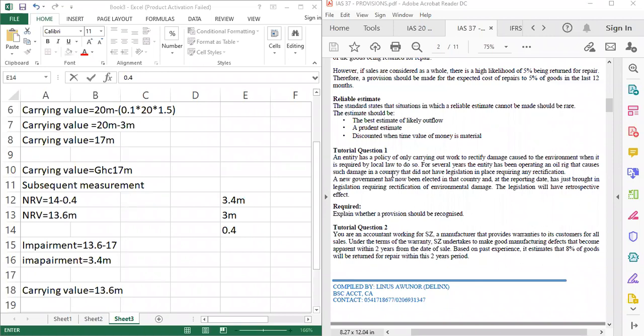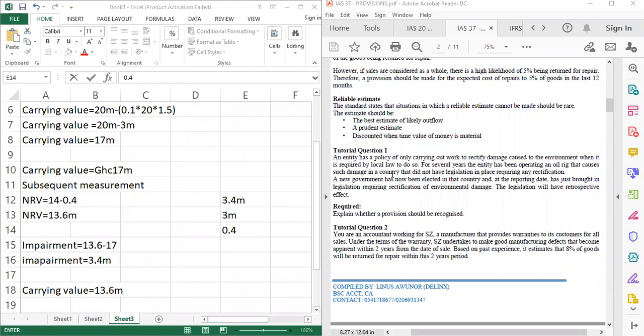So since the entity has been causing damage, it means that if there should be a case against entities that are causing damage, they will be a victim. Therefore, they will pay. So they are already a victim of the damage they have been causing. And if a legislation is passed right now, they will be a victim of legislation. So they are going to pay for any damage that they have caused. But there was no legislation then, so they are not making any provision.